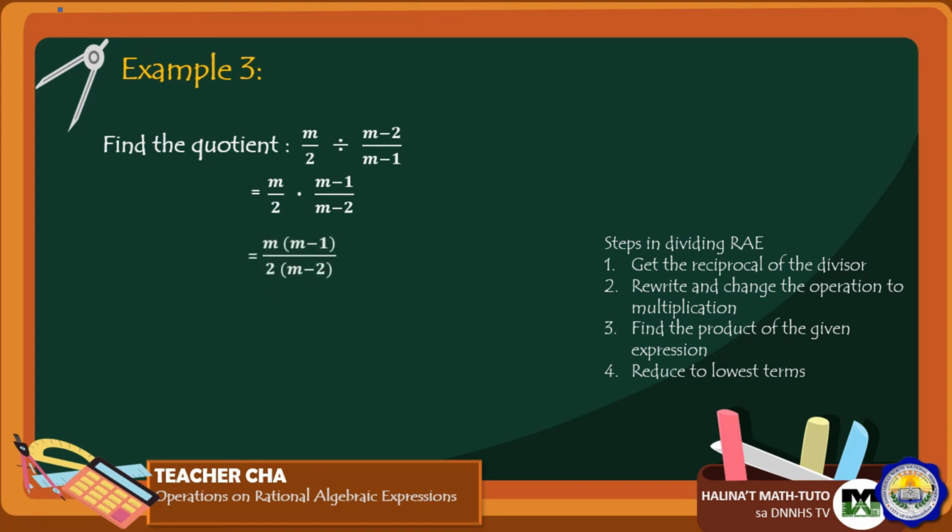So let us multiply m times m minus 1 over 2 times m minus 2. And step 4 is to reduce to lowest term. In this case, there is no more common factor. So this is now our final answer.